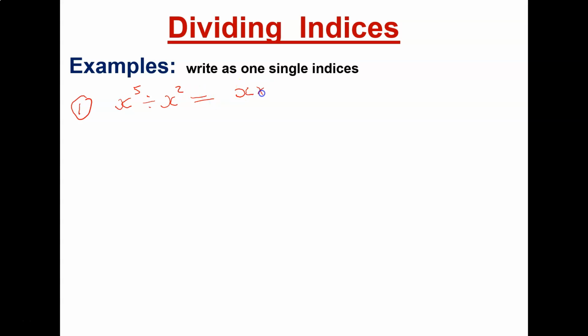So I got x times x times x times x times x, 5 times. That's the top one. What about the bottom one? I got x power of 2. That's x times x. Now, I see x divided by x is 1, and x divided by x is 1. So at the bottom I got only 1. At the top I got 1 times all of these x's. So now what is left is x times x times x. That's what's left. And what's that? That's x power of 3.